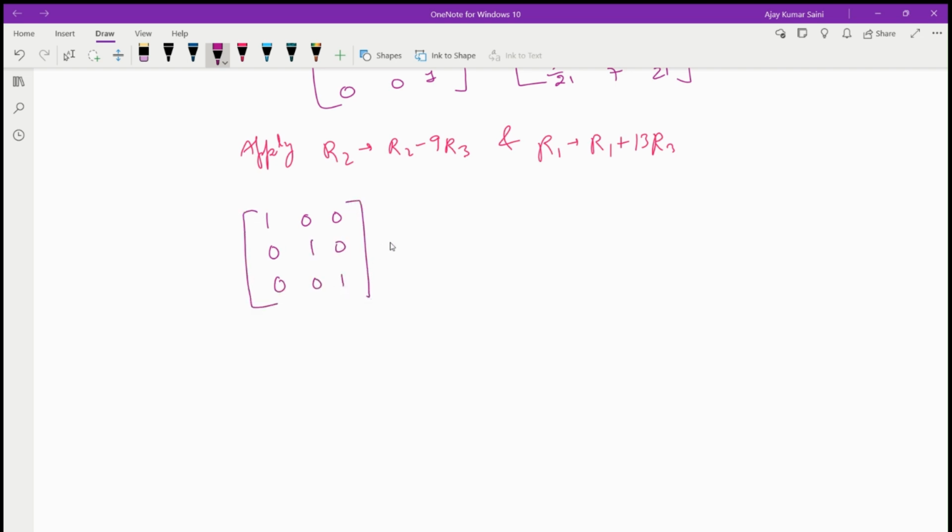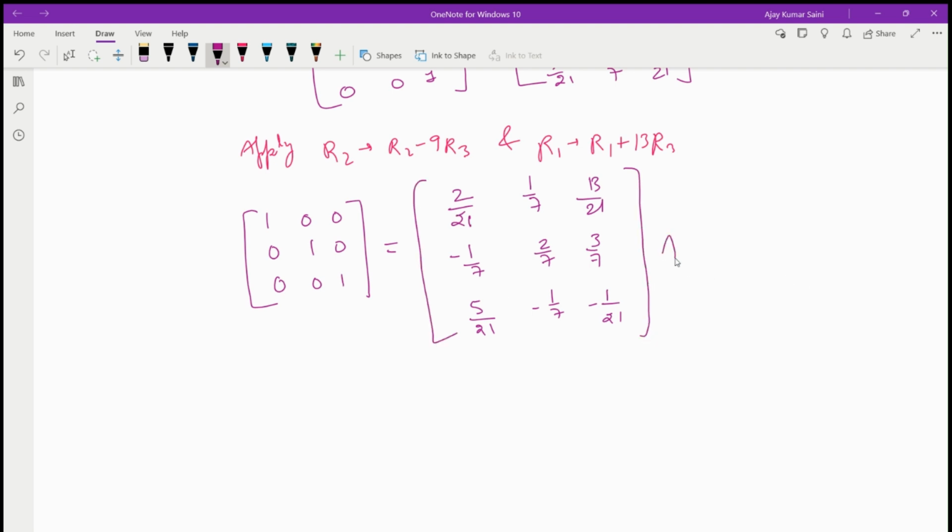Okay, so it is equal to 2 by 21, 1 by 7, 13 by 21, minus 1 by 7, and 2 by 7, 3 by 7, 5 by 21 and minus 1 by 7 and minus 1 by 21. Okay, so it is A. So it is our inverse of that matrix. I hope you can understand this. I can also write it like A inverse is equal to this matrix.